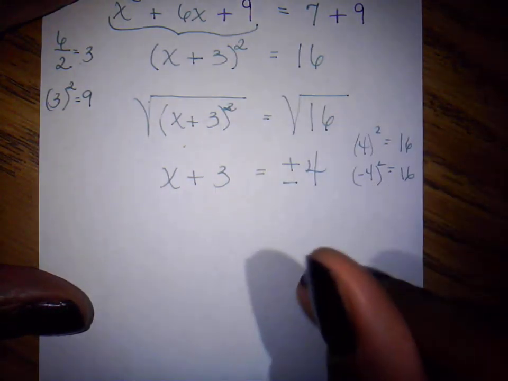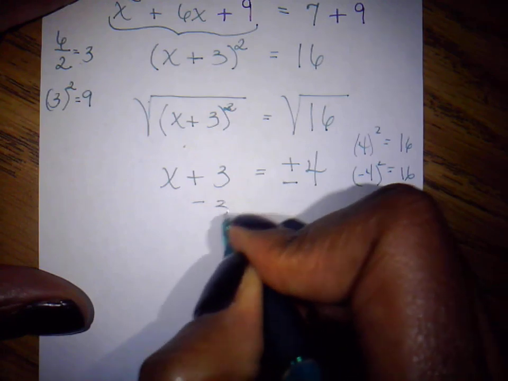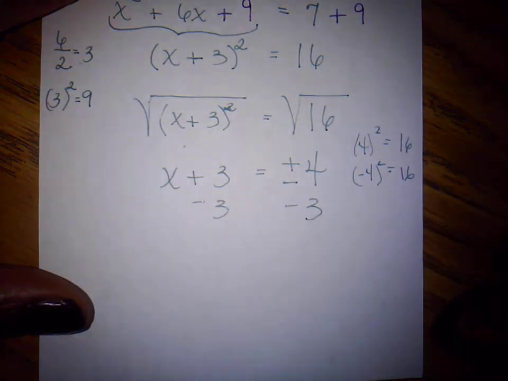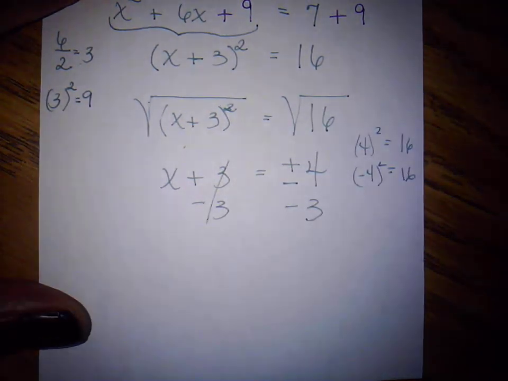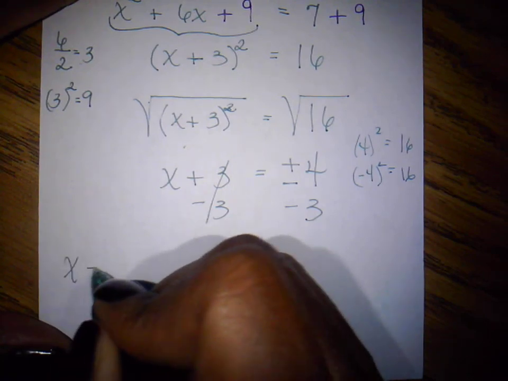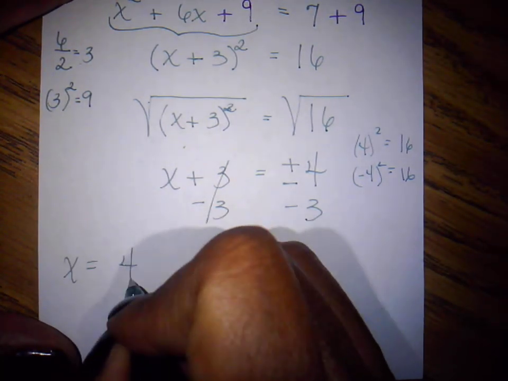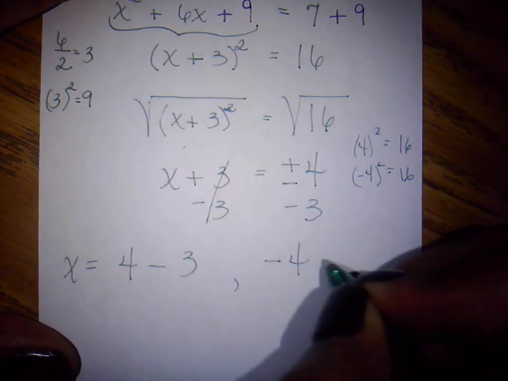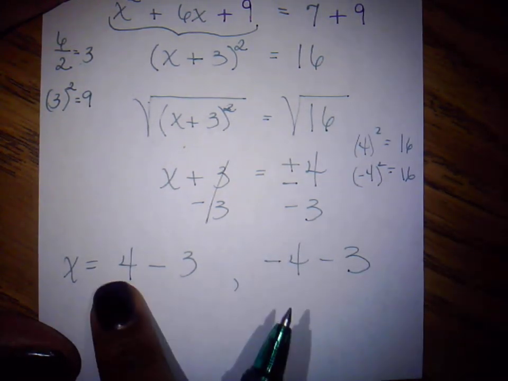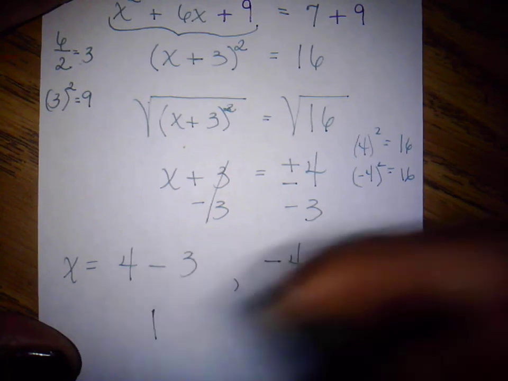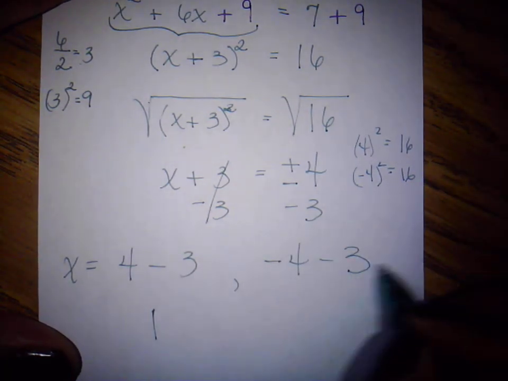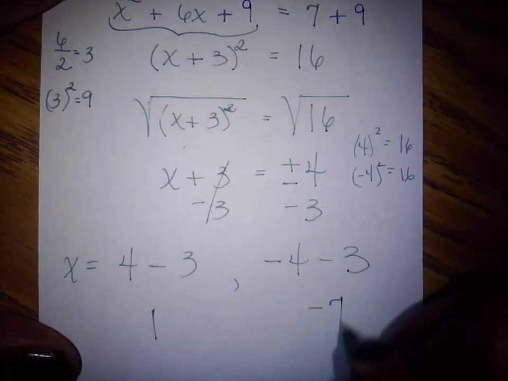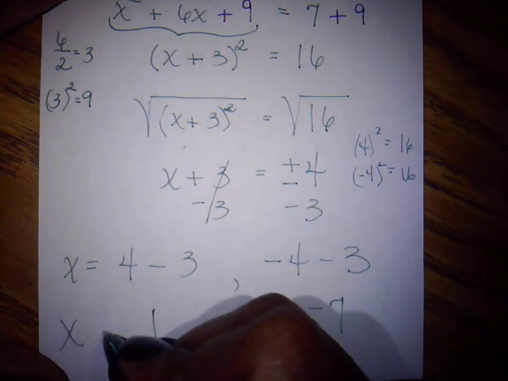So now, young people, literally, I'm going to subtract both sides by 3. Okay, now it looks weird, but let's really see what we have. What we're saying is x is equal to both positive 4 minus 3 and negative 4 minus 3. Let's simplify. 4 minus 3 is 1. And negative 4 minus 3 is negative 7. And we're done. X is equal to both of these values.